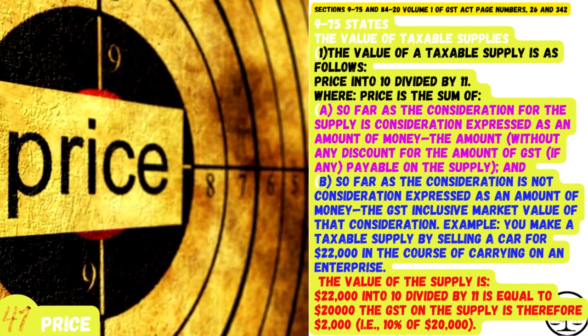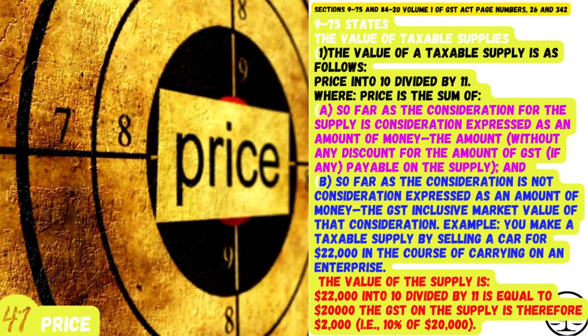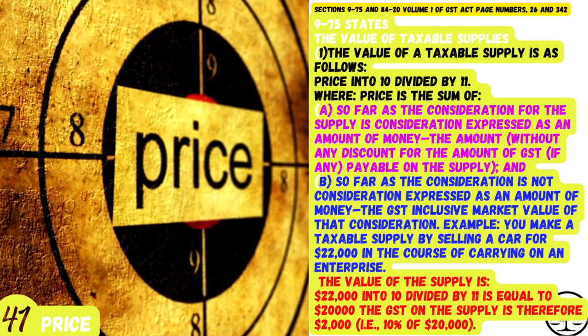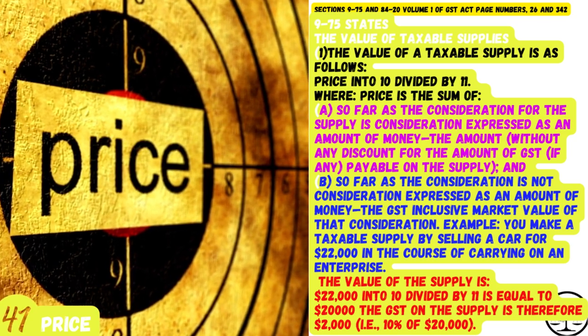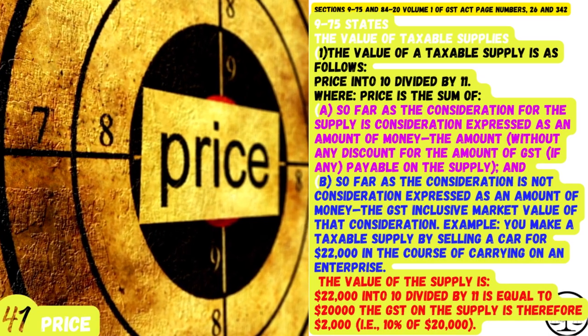Example. You make a taxable supply by selling a car for $22,000 in the course of carrying on an enterprise. The value of the supply is $22,000 into 10 divided by 11, which is equal to $20,000. The GST on the supply is therefore $2,000, i.e., 10% of $20,000.